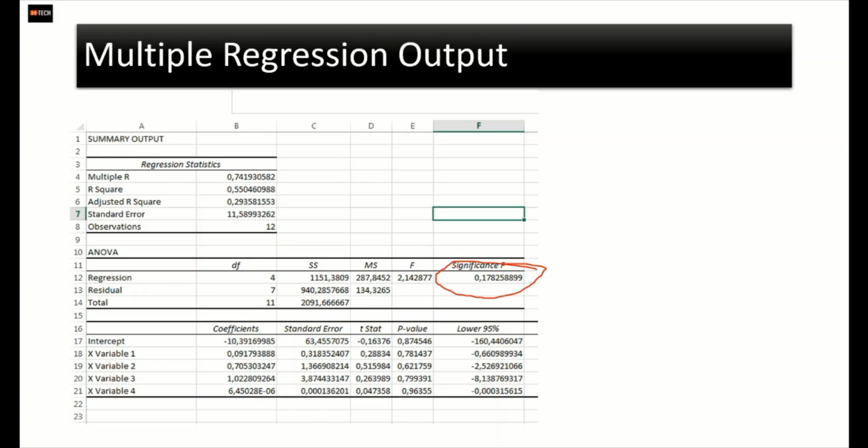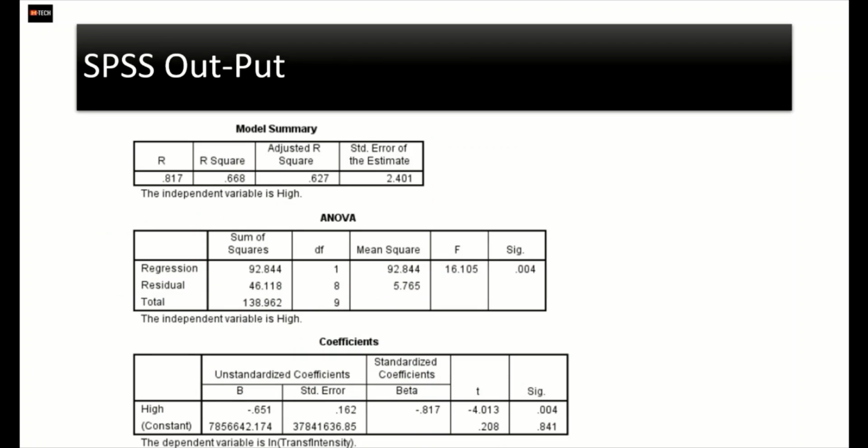And then this is our SPSS output. So in SPSS output, this is for simple linear regression. This is telling us whether the whole table is significant or not. And this one is giving us our beta value. This is standardized, this is unstandardized, and this one is for our intercept. So this is SPSS output for simple linear regression.